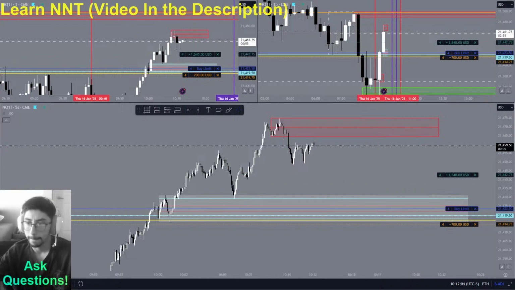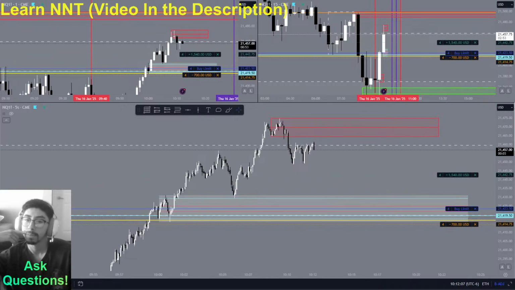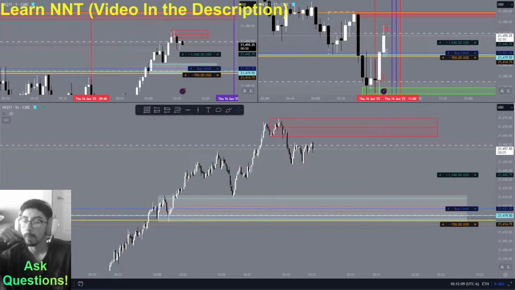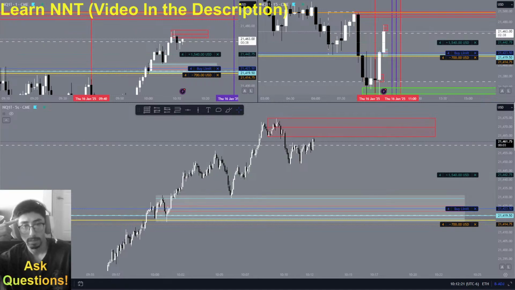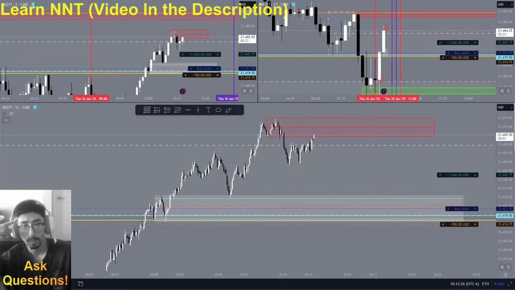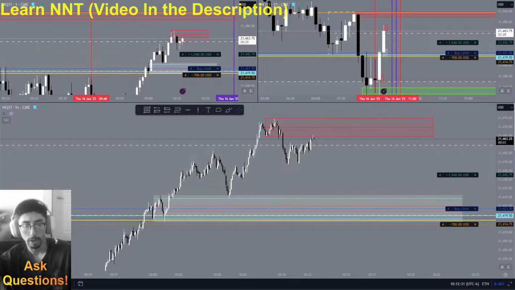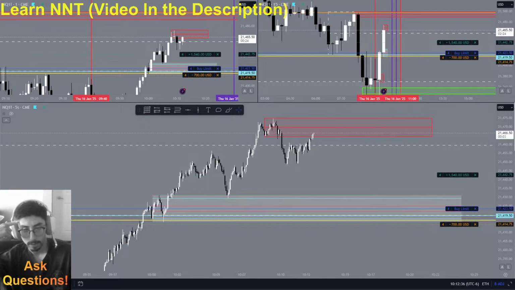Let's see here. I don't see anything else either. I'm afraid we might not even come back down. We might just continue to keep going up. If we dump from where we're at right now, I'd be interested in the red zone. But yeah, maybe we might not even dump.